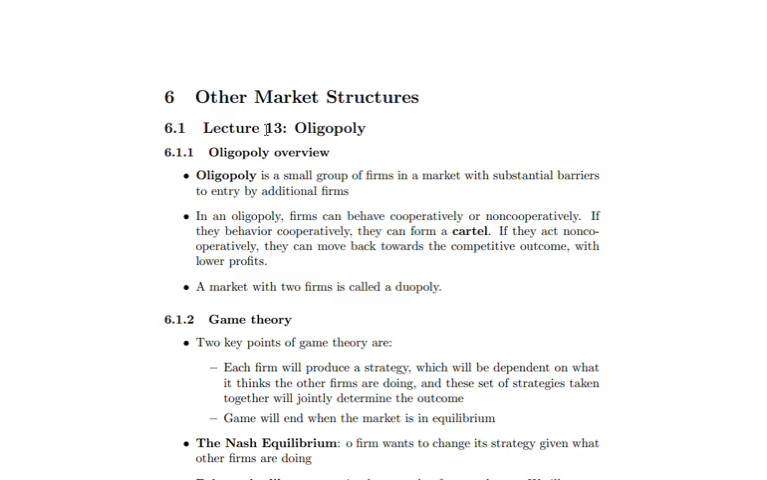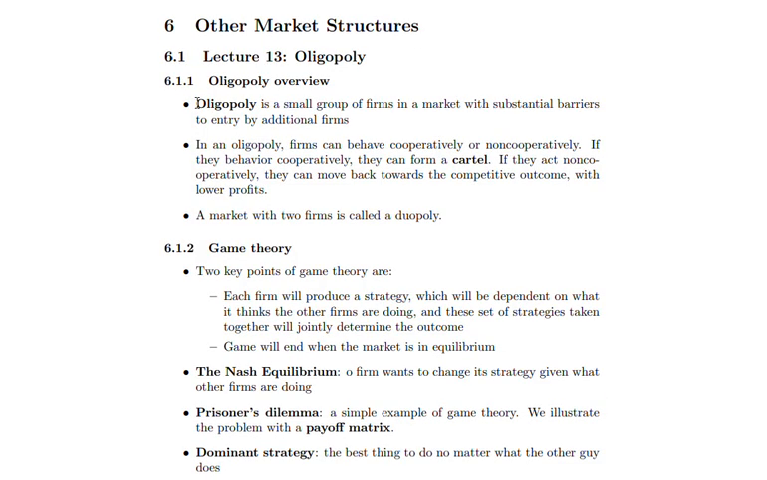Lesson 6 is about other market structures. We have been talking about competitive markets and the monopoly. Now we're going to talk about oligopoly. An oligopoly is a small group of firms in a market with substantial barriers to entry by additional firms.